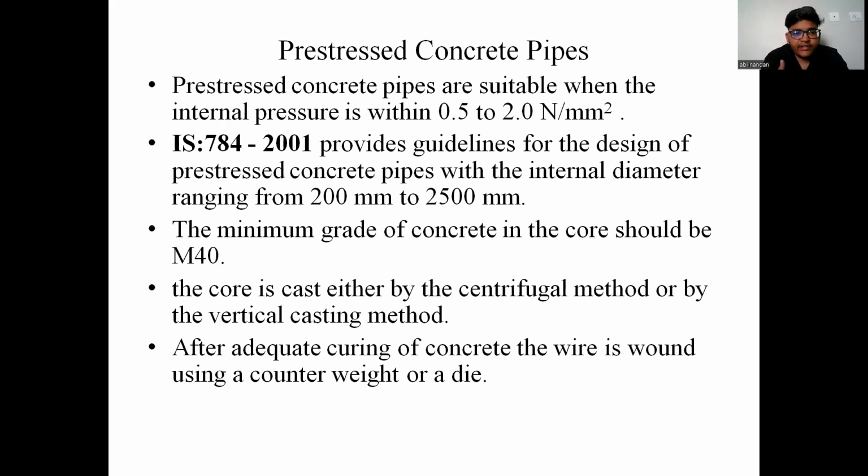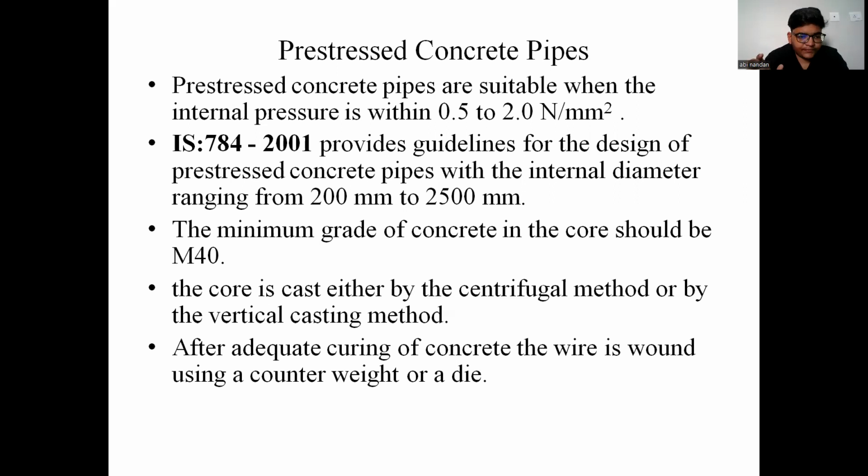IS 784/2001 provides the guidelines for the design of pre-stressed concrete pipes with internal diameters ranging from 200 to 2500 mm. The minimum grade of concrete to be used is M40. The pipes are designed to withstand the combined effect of internal pressure and external loads. The minimum grade, as I mentioned, is M40.